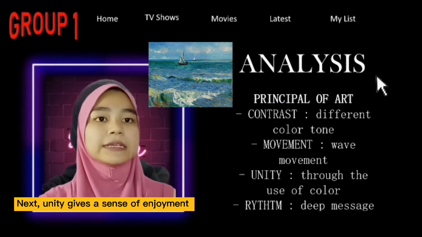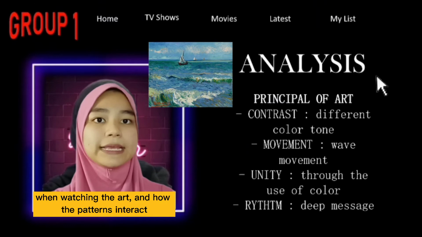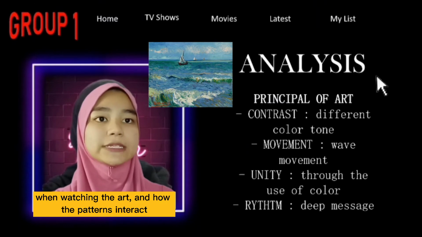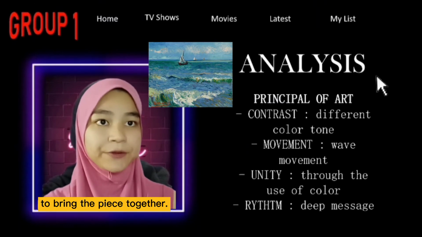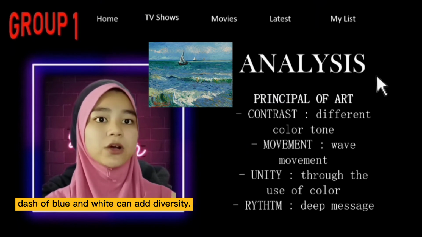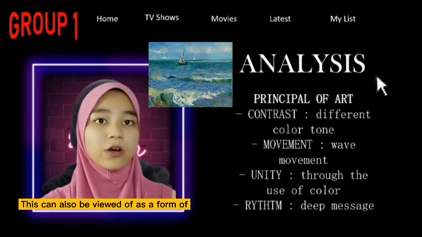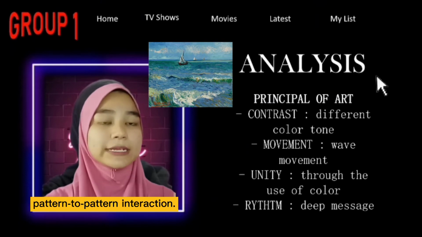Okay, next, unity. Unity gives a sense of enjoyment when watching the art, and how the patterns interact to bring the piece together. For instance, the movement of the wave has a dash of blue color and white color that can add diversity. This can also be viewed as a form of pattern to pattern interaction.